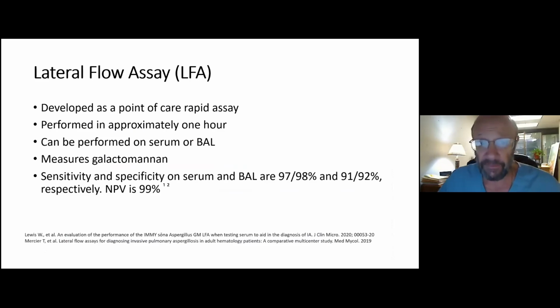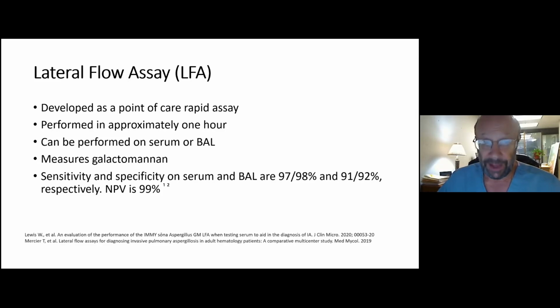Now, the lateral flow assay is something that's been relatively recent in development. It also measures galactomannan, at least the one that is most commonly used. It's a point of care rapid assay. It can be performed in about an hour, and it can be performed on serum or BAL. Its sensitivity and specificity in serum and BAL are, as depicted here, 97, 98% for serum and 91, 92% for BAL. Its negative predictive value is 99%.